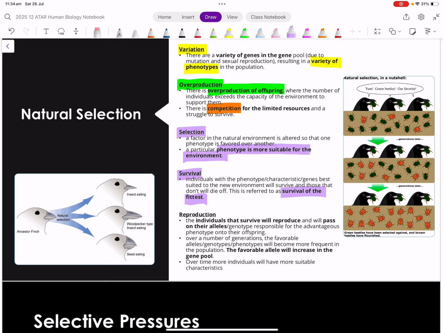The final key step with natural selection is that while an organism might be more suited to an environment, it doesn't really mean anything for the overall allele frequency unless they're able to reproduce. So organisms that are able to reproduce will then pass on these alleles.